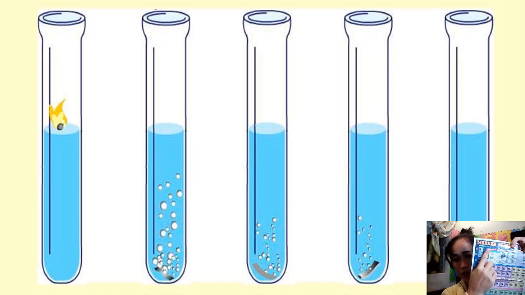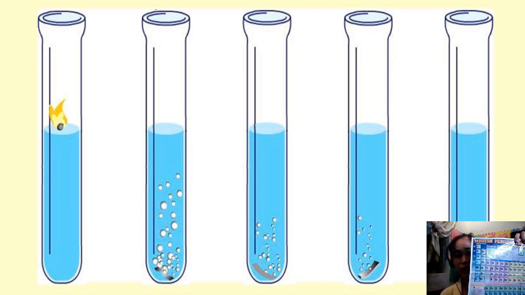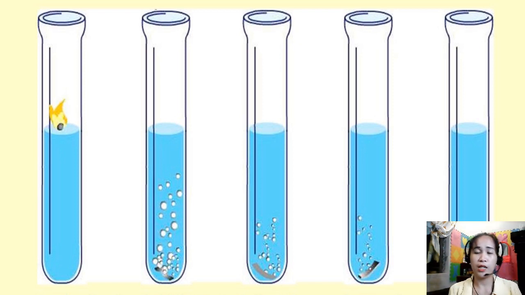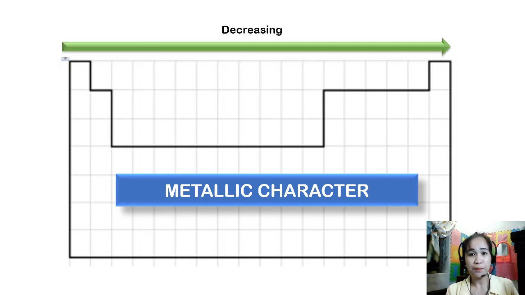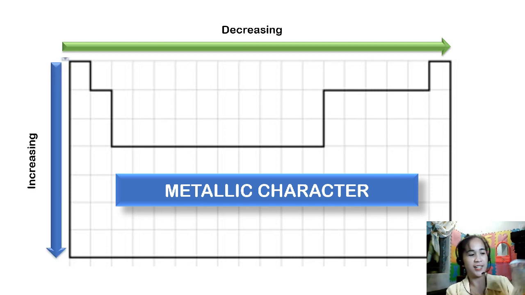Now, as you go down the group, the group is the vertical column in the periodic table. So, meaning they tend to decrease across a period. Therefore, with the help of your periodic table, you may be able to predict the reactivities of metals. With respect to the position in the periodic table of the representative elements, metallic character increases from top to bottom and decreases from left to right.